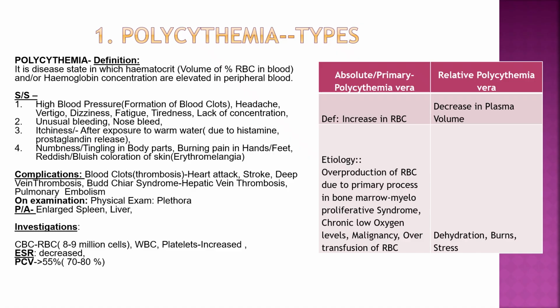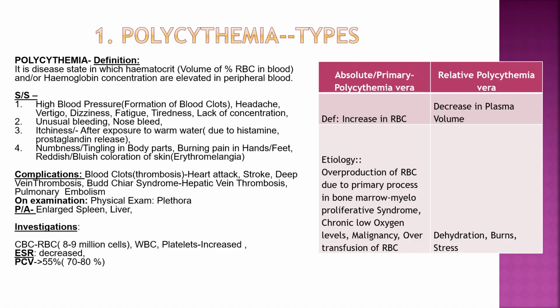Complications can be because of the blood clots: thrombosis, heart attack, stroke, deep vein thrombosis, Budd-Chiari syndrome, hepatic vein thrombosis, pulmonary embolism. On physical examination, the patient is plethoric, that is red in color, and per abdomen, spleen and liver are enlarged. Investigations: RBC 8 to 9 million cells per cubic millimeter. WBC and platelets are also increased, ESR decreased, PCV is increased more than 55%. So 70 to 80% is also there.